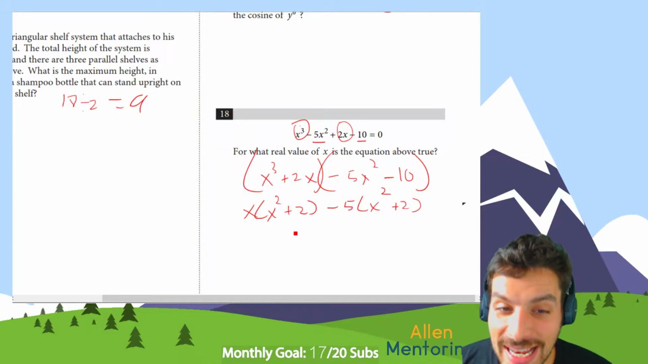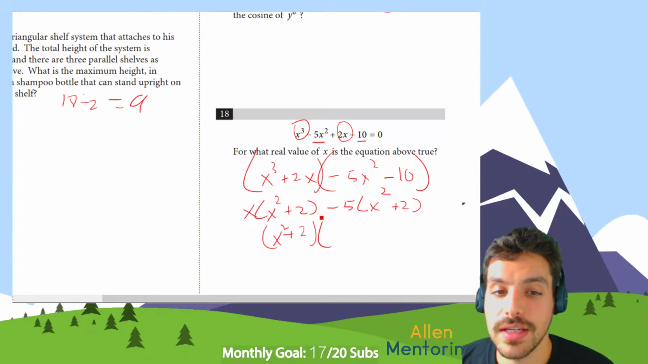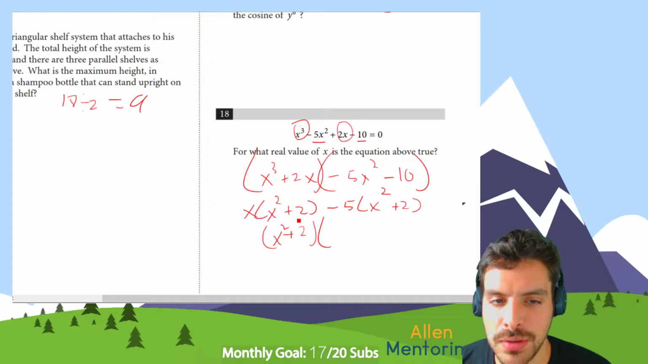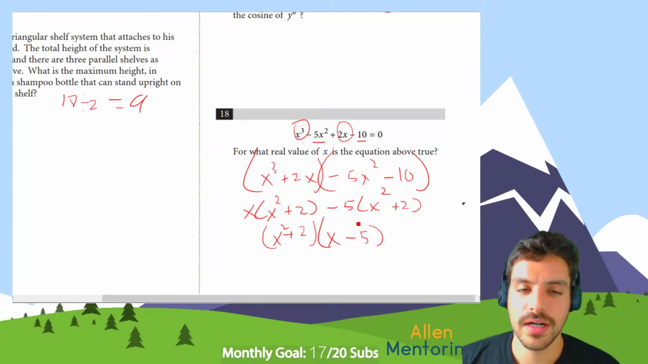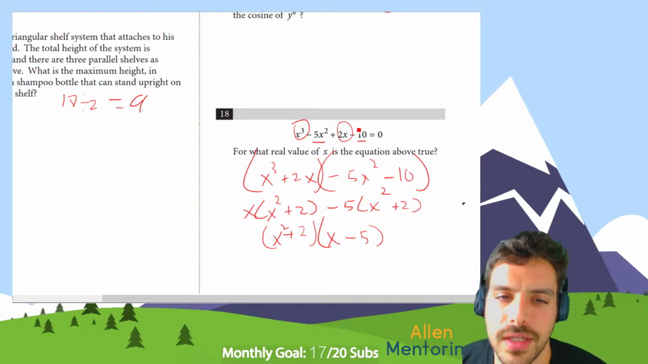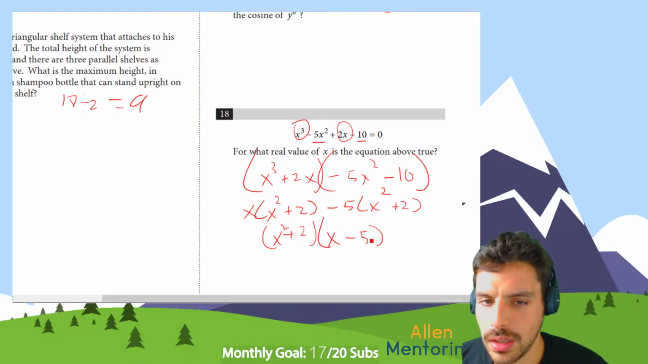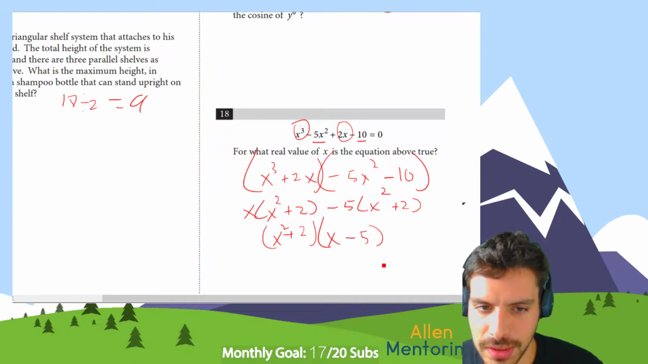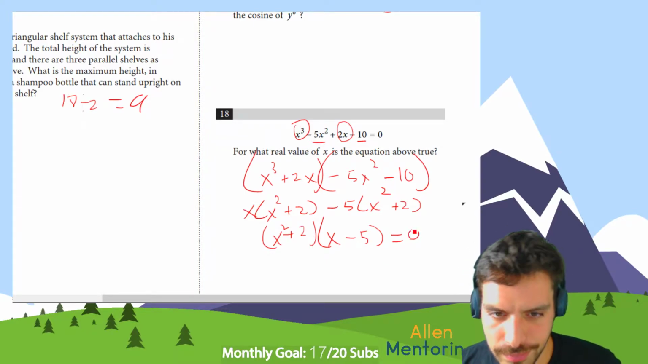So what's cool about that is I can actually factor out x squared plus 2 from each of these. So I see I could factor out x squared plus 2, and I have x left there. And if I factor out x squared plus 2, I have a minus 5 left there. So do you see how we took this giant, mean-looking cubic function and we turned it into a simple multiplication, parentheses, something that we're used to? So this is equal to 0.